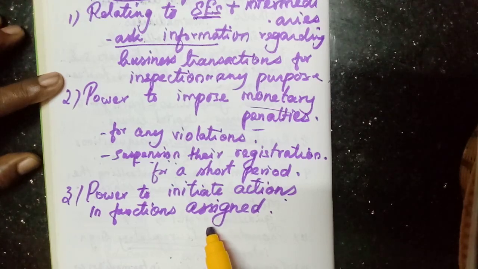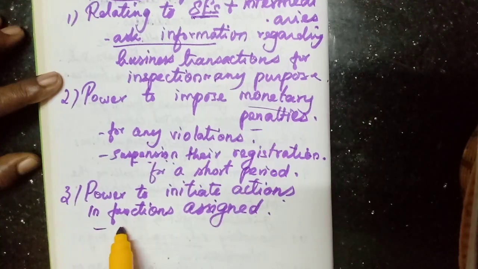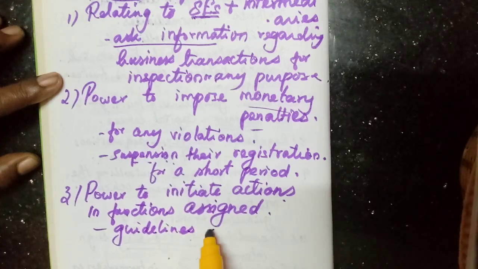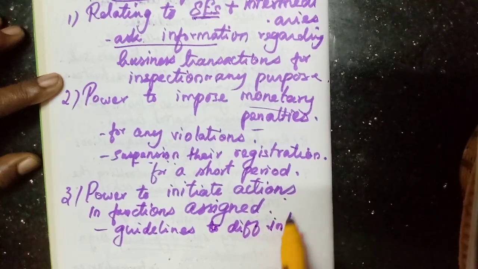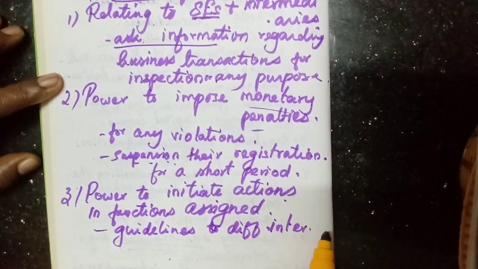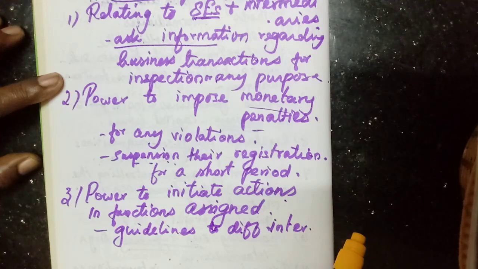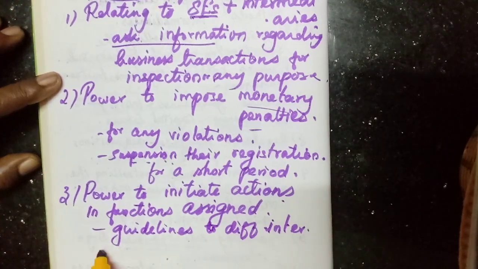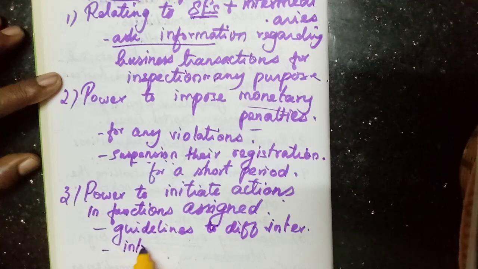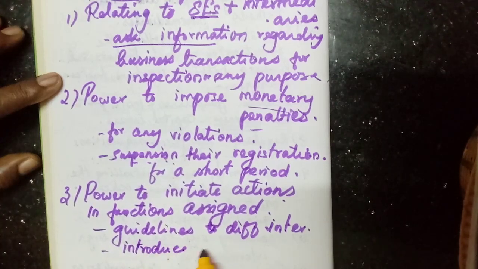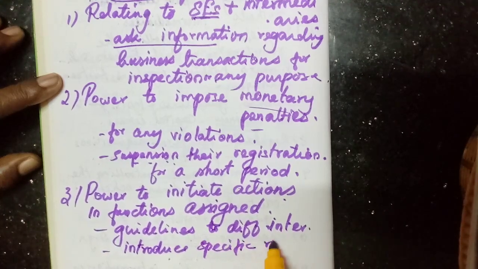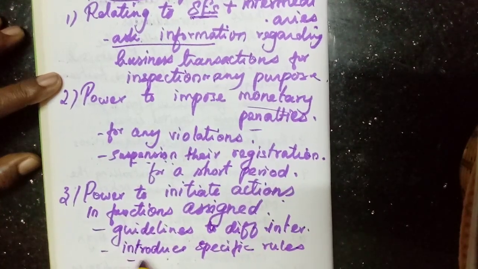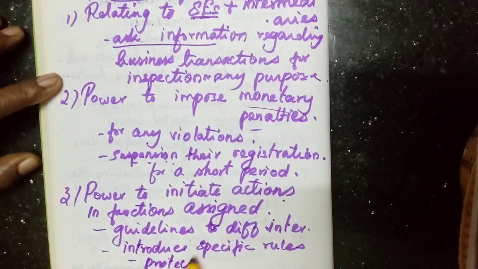Okay, then for example, we can say it can issue guidelines to different intermediaries. Okay, that we have studied, isn't it? It has the right to give guidelines to different intermediaries. They are providing the guidelines, isn't it? Or it can introduce specific rules. It can introduce some new rules, special rules. Any specific rules for what? For the protection of investors.